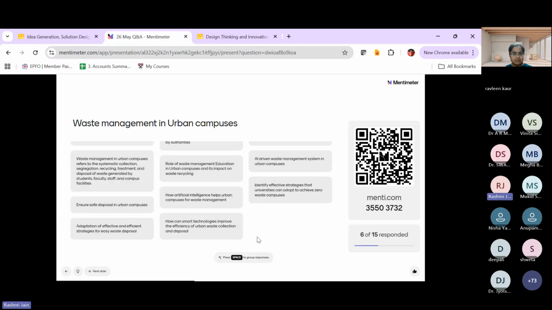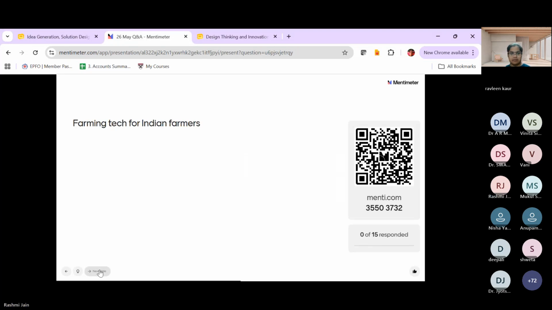Adaptation of effective and efficient strategies. So I can keep these two in the same category, identify effective strategies and adaptation of effective and efficient strategies. The good responses. How can smart technologies improve the efficiency of urban waste collection and disposal? Yeah, we can add the words urban campuses. So good responses. I think now you are thinking in the right direction. We'll take two questions more.